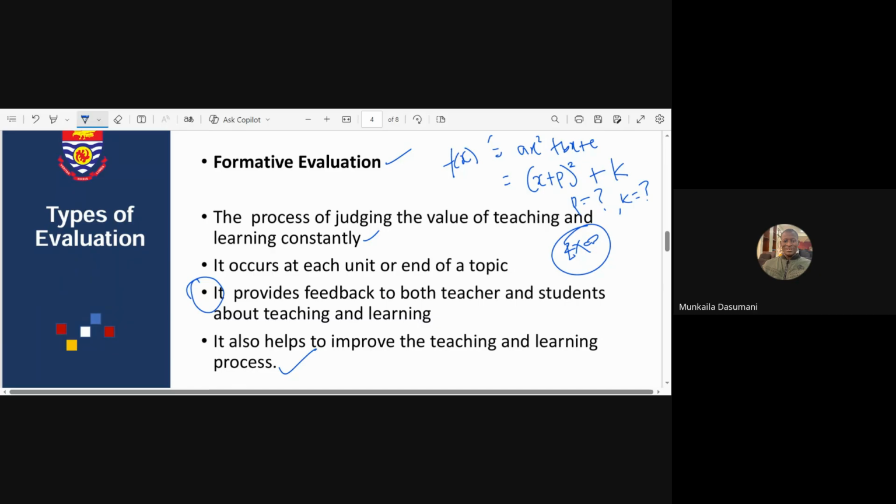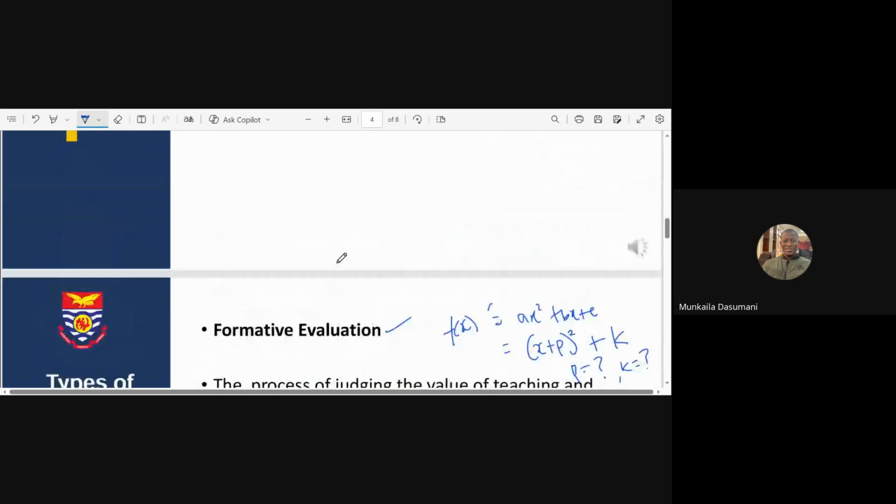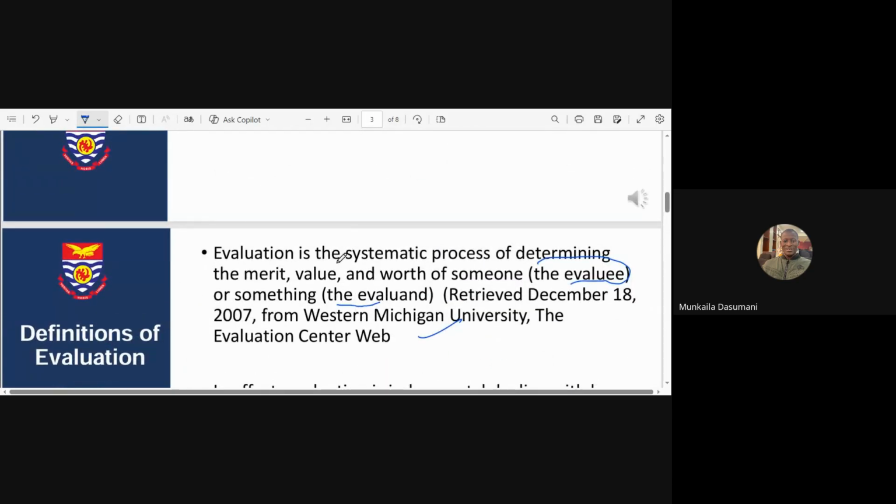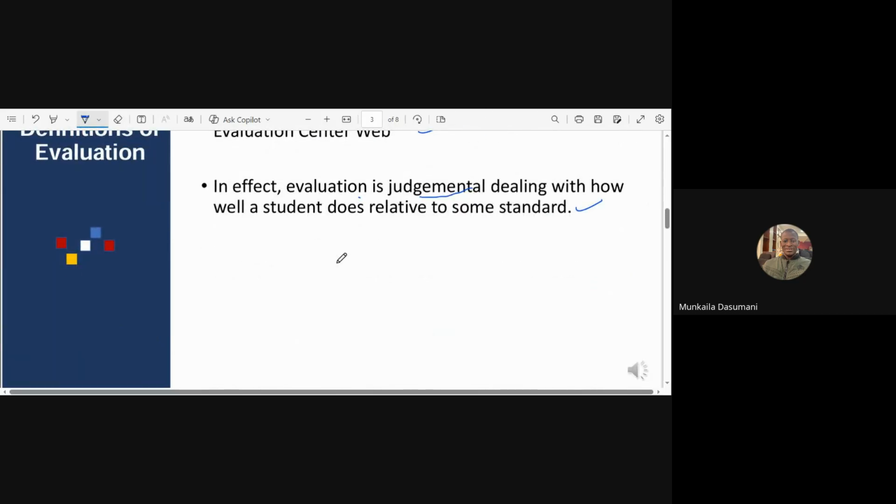We're looking at a difference between evaluation and assessment right away, and I'm sure you can see that they are not much different. When you look at the definition of assessment I gave to you here, evaluation rather is a systematic process of determining the merit, value, and worth of someone. And I made mention here, a judgment dealing with how well a student does relative to some standard. Now, if you don't conduct assessment, how will you know the student has performed well? You have to do assessment, and based on that, you can evaluate the behavior of the student. So you see, one is a subset of the other. Like one is a two-set problem, one is a three-set problem, something like that.